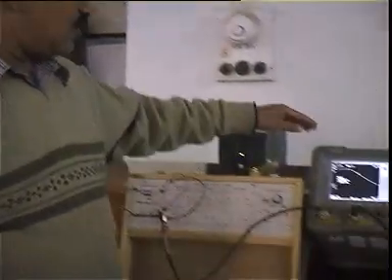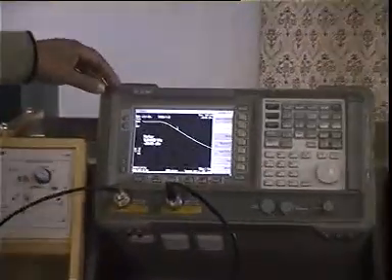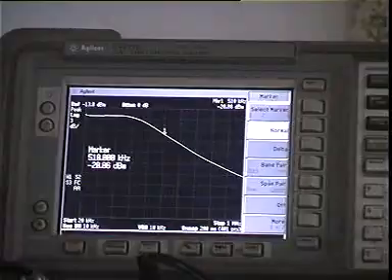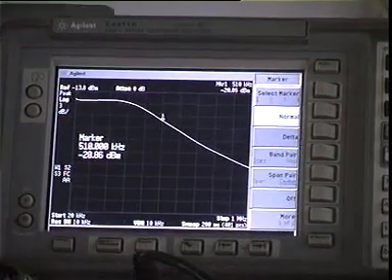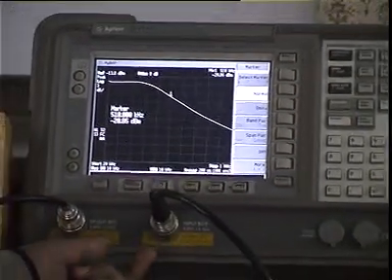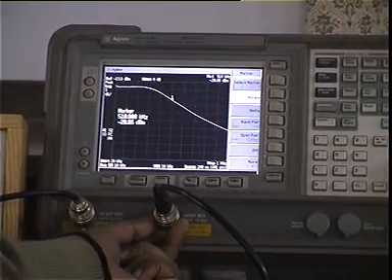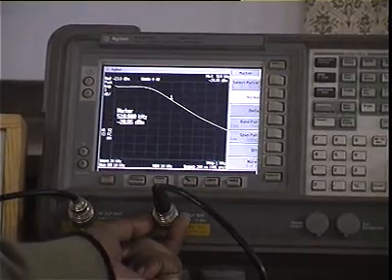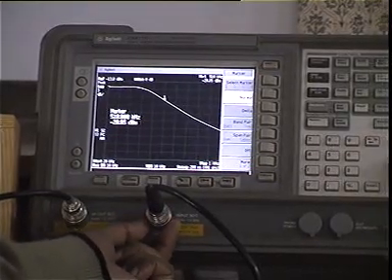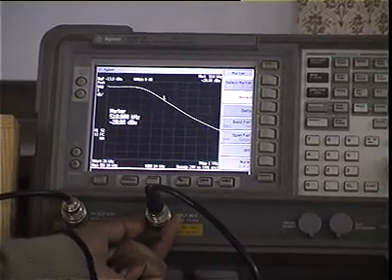Now let us go back to the spectrum analyzer. Now this is the instrument that we had talked about in the previous demonstration. Now there are two connectors here. Now this already I have mentioned is the input, that is the one which is carrying the signal to the spectrum analyzer. So this is the input to the spectrum analyzer.